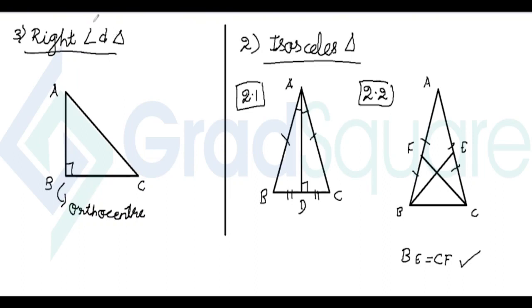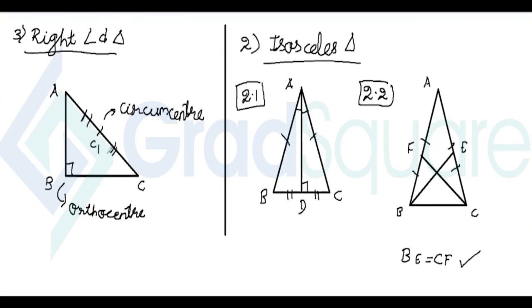And the second speciality of all right angle triangles is that the circumcenter of a right angle triangle will always lie at the midpoint of the hypotenuse. So this becomes C1. Midpoint of the hypotenuse is where the circumcenter of all right angle triangles lies.